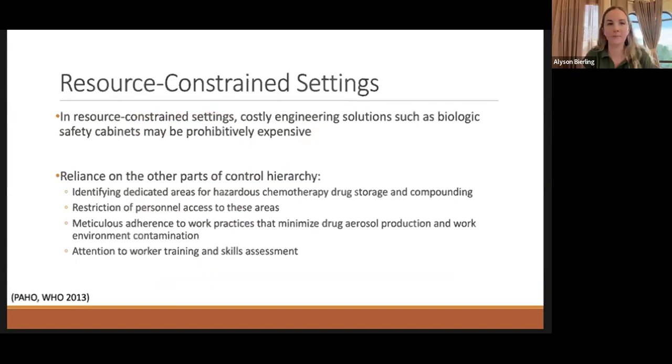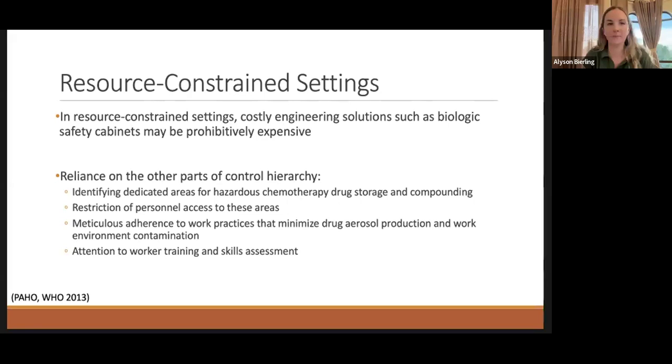So in resource constrained settings, like the settings where you guys are working, there are some pretty costly engineering solutions, such as chemo hoods, biological safety cabinets, even the closed system devices that can be used on IV lines can be prohibitively expensive. So it's really important when those aren't available that we are strictly adhering to other parts of the control hierarchy that are within our means.